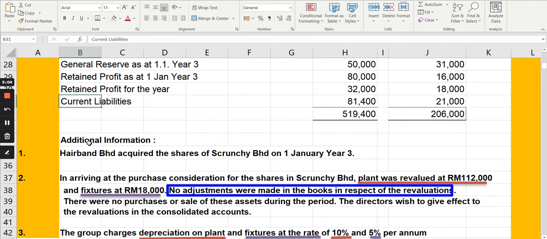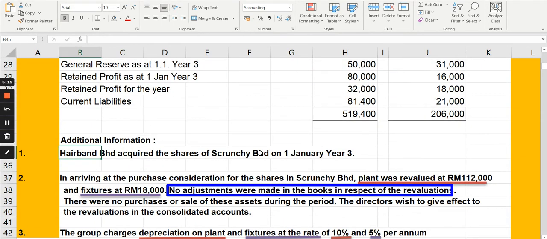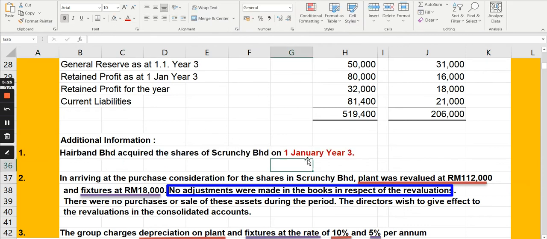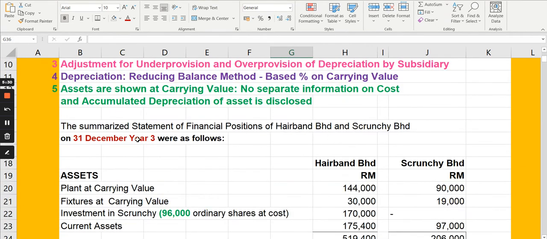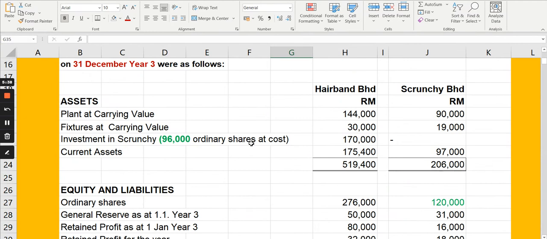Then you have your current liability. So this is the additional information. Hairband acquired the shares of Scrunchy on 1st of January year 3. So the date of acquisition, which is 1st of January year 3, actually happened at the beginning of the current year, because our reporting date is 31st of December year 3. You acquire at the beginning of the year, and the consolidation will be done after a year.